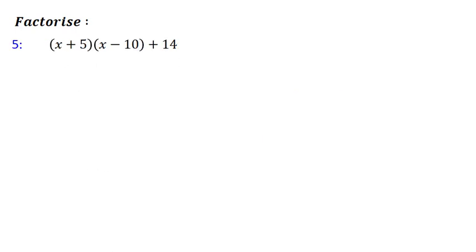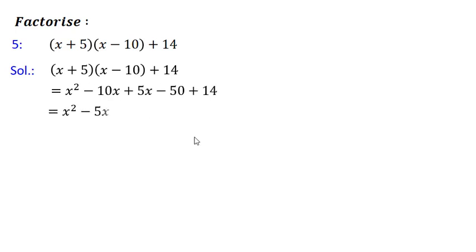Now let us see this fifth question: x plus 5 into x minus 10 plus 14. Here first you open this bracket, that is, you multiply this x plus 5 with x minus 10. So let us open the bracket and simplify it. We get x square minus 5x minus 36. Now a into c is minus 36. Here I have to split this minus 36 into factors such that their addition is minus 5.